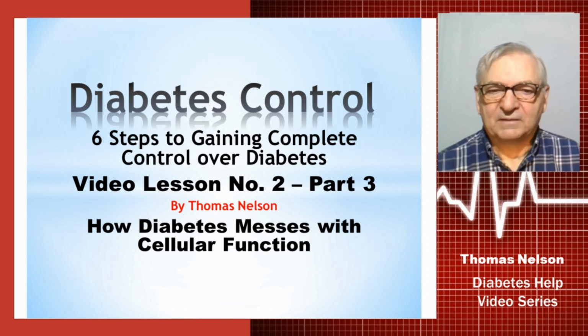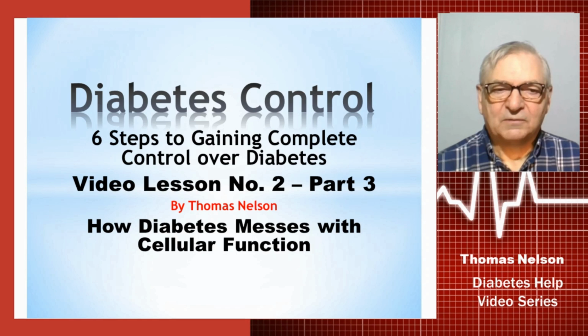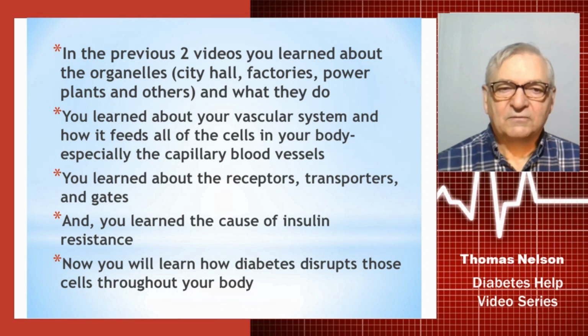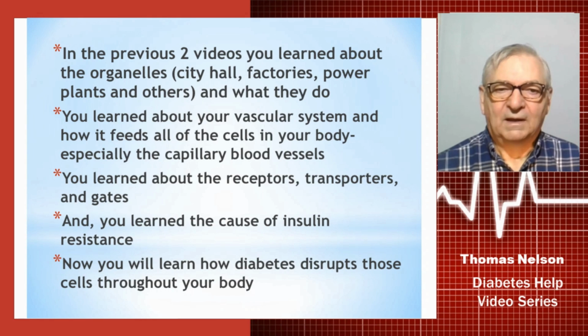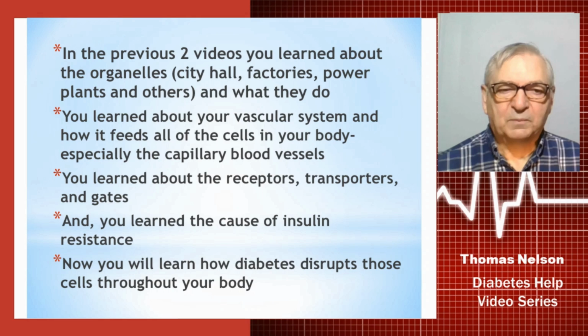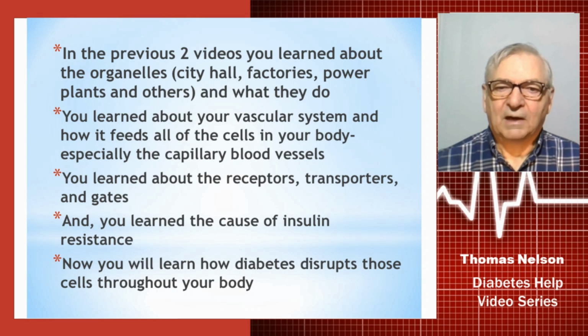This is how diabetes messes with cellular function. This is all part of a very large video lesson on diabetes control, 6 steps to gaining complete control over diabetes. In the previous 2 videos, you learned about the organelles in those 37 trillion cells, those that have city hall, factories, power plants, and others, and you learned what they do basically. You also learned about your vascular system and how it feeds all of the cells in your body, especially the capillary blood vessels. You also learned about the receptors, the transporters, and the gates, and you learned the cause of insulin resistance. Now you're going to learn how diabetes disrupts those cells throughout your body.